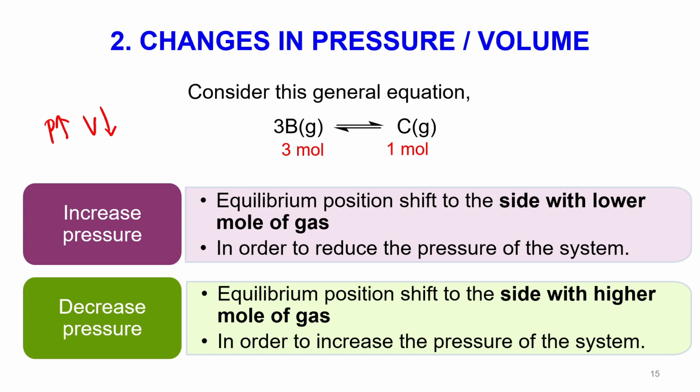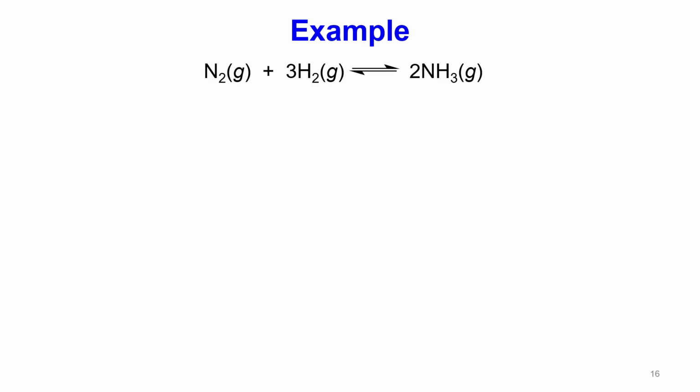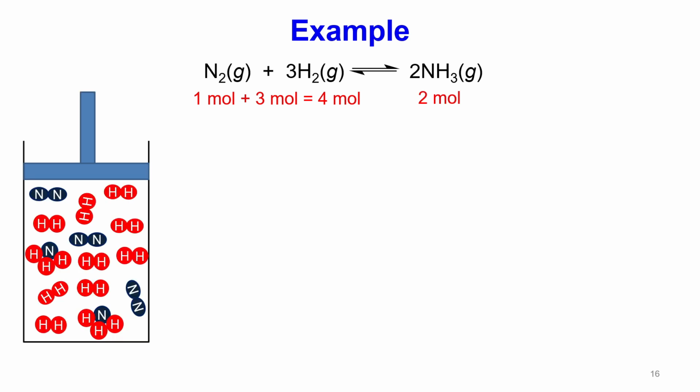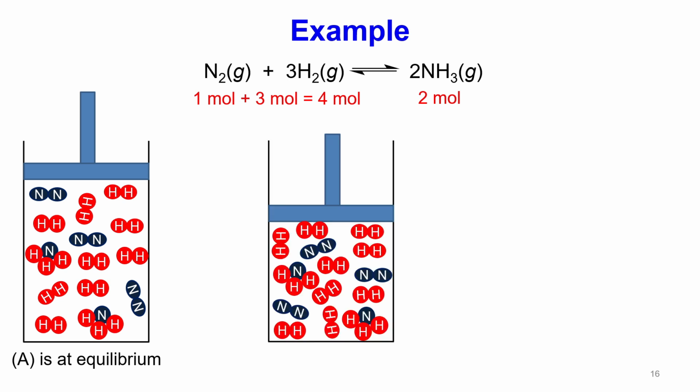So kalau untuk sistem di atas ni, dia akan shift to the left. Right. So kita ada N2 plus hydrogen produce 2 ammonia. So 1 mole plus 3, ke sebelah kiri kita ada 4, sebelah kanan kita ada 2 moles. So, okay, sekarang the system is at equilibrium. So bila kita turunkan ke bawah piston, so the system will not at equilibrium. So dia akan shift kepada mole yang sedikit.